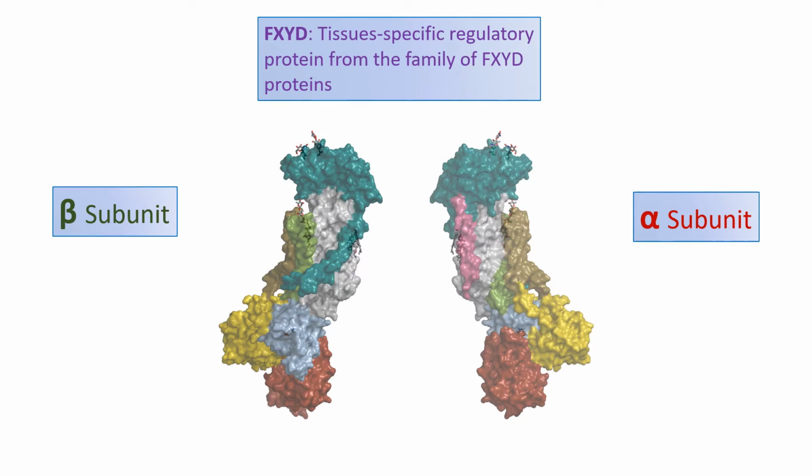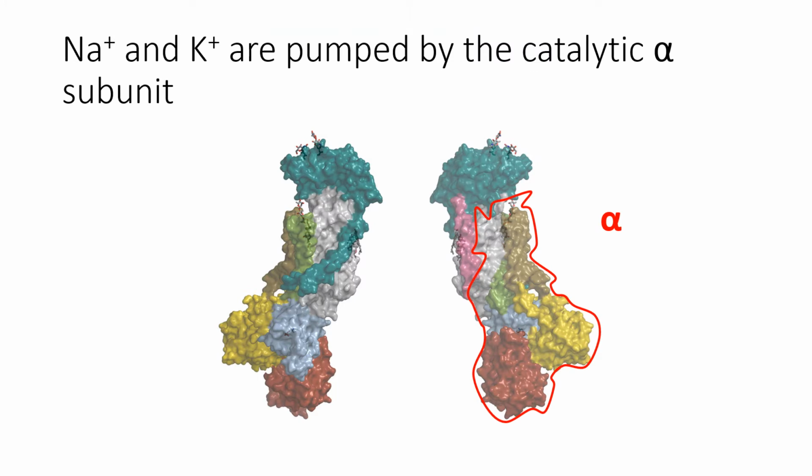So let's have a look at the sodium pump structure and subunit. Sodium pump comprises one alpha subunit here, one beta subunit, which is this one, and in some tissues, a tissue-specific regulatory protein from the family of FXYD protein, this one. Sodium and potassium are transported by this catalytic alpha subunit.